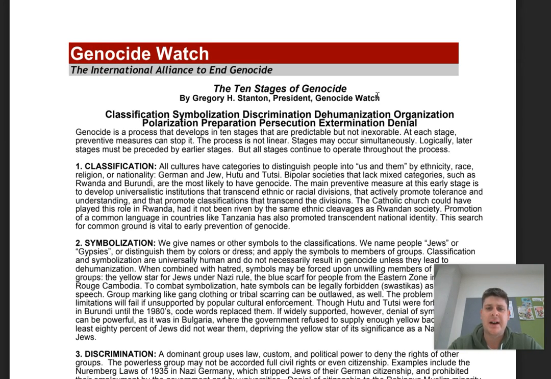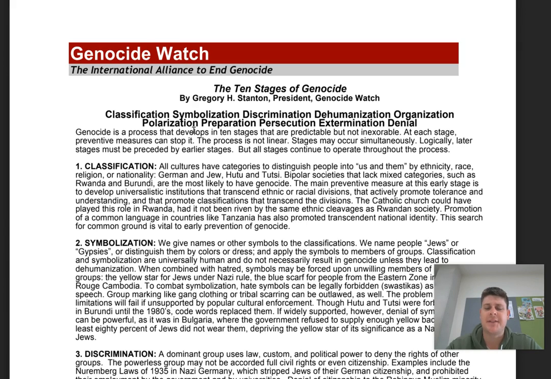Some clues are that it does say that the author here, Gregory Stanton, is the president of Genocide Watch. So it's incredibly unlikely that the title of this article is actually Genocide Watch. If you look down here, you see the 10 stages of genocide as the title. We notice this because of the italics. And we also know that there is a list here as well. Counting them, there is 1, 2, 3, 4, 5, 6, 7, 8, 9, 10.